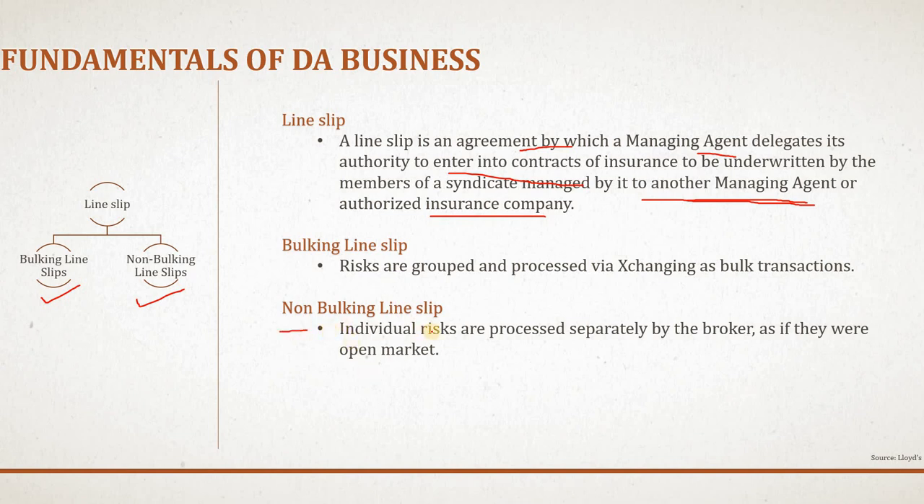So what is a non-bulking line slip? In a non-bulking line slip, the individual risks are processed separately by the broker, just like the way they are done in the open market. No risk bordereau is formally produced, and the premium payment terms and conditions are specified for each declaration, not for the entire bulk of transactions. For both bulking and non-bulking line slips, the declaration attached to the line slip should follow the MRC open market guidelines.